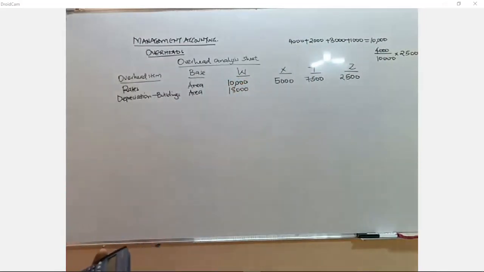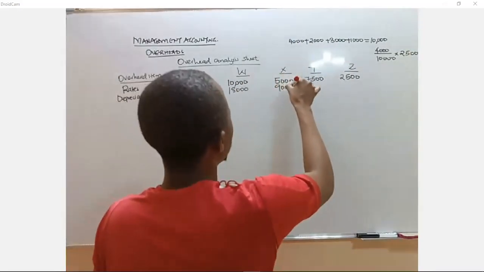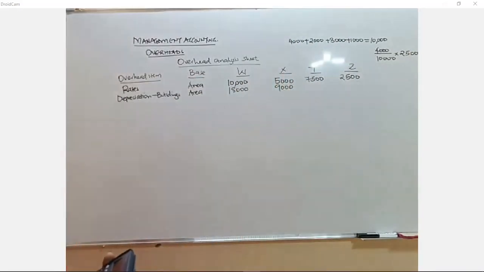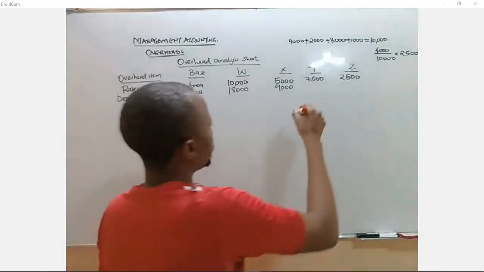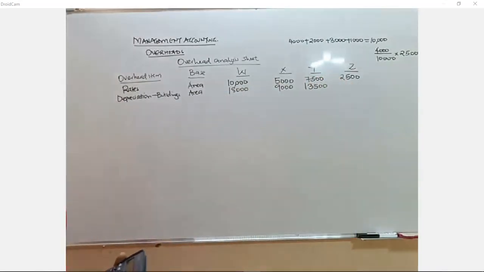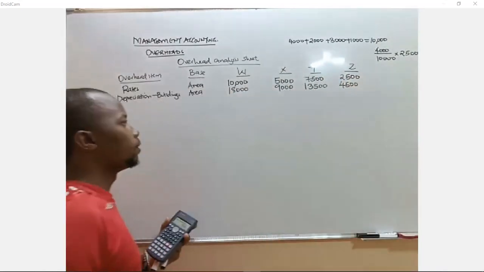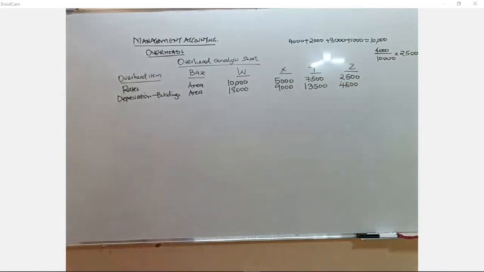What about for X? Let's take 0.2 times 45,000, getting 9,000 here, right? Then the next one, 0.3 times 45,000. This one I'm getting 13,500. Then the last one will be 0.1 times 45,000, which is 4,500. Let us look at the depreciation of machinery.